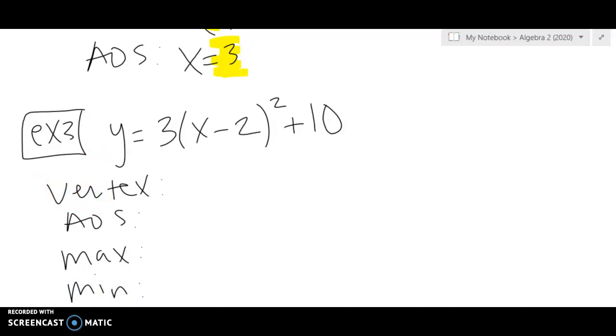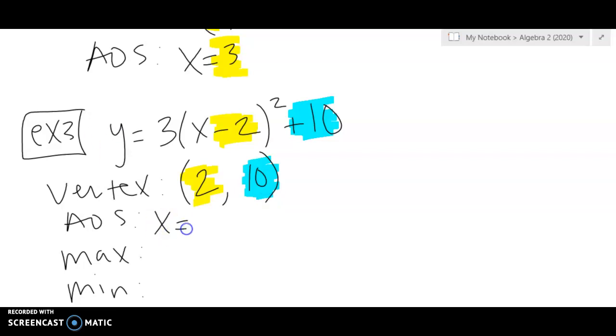So the vertex is, again, opposite of the inside. I'm highlighting it yellow. I have a -2, so change that to a +2. And then do the same as the outside. On the outside, I have a +10, so I keep it a +10, and there's my vertex. My axis of symmetry is x equals, you always start with that, and it's the same as the x value. So again, that yellow part is 2, that'll match.